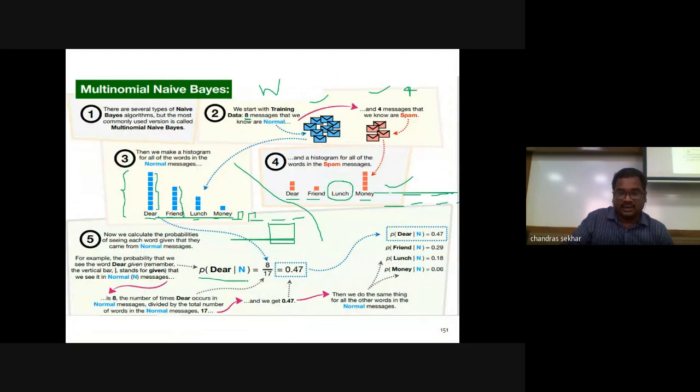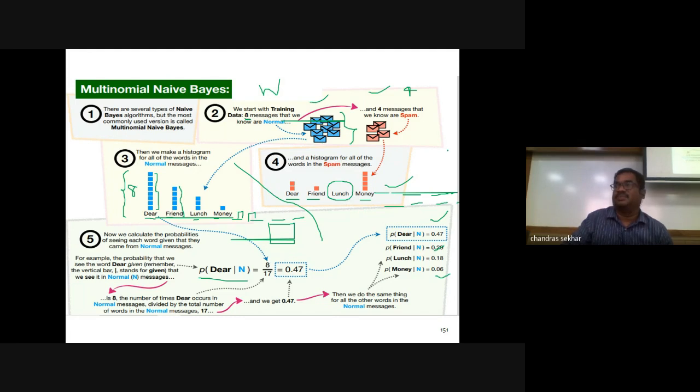See here, dear. Probability 8 by 17, 0.47. See here, 1 2 3 4 5 6 7 8. 8 times dear occurred out of 17 in total. So what's the probability of dear? 0.47. For friend, how many? 5. 5 by total, 0.29. This is 3, this is 1, 0.06. So which are the words present in the normal mails? These are all the normal mails I received. From each mail, I will count and I will compute the probability of each word.